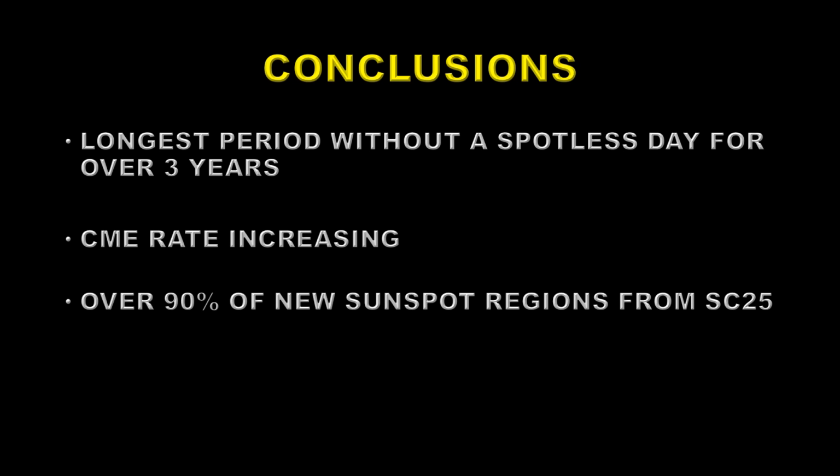and over 90% of the new sunspot regions are from solar cycle 25. The few remaining solar cycle 24 regions are very small, very weak, and very short-lived. And eventually, I think, will just plain disappear.